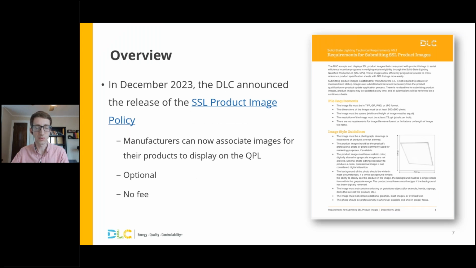We'll go into a quick overview. In December of last year, the DLC announced the release of the SSL Product Image Policy. So now manufacturers can associate images to their products to display on the QPL. And this is optional, and there's no fee. So this is a different track than product qualification, since it is not a requirement, and there's no fee involved.